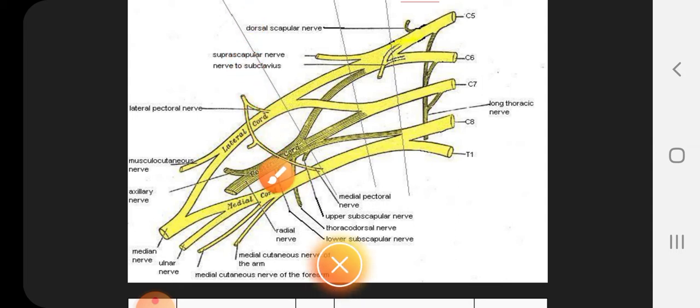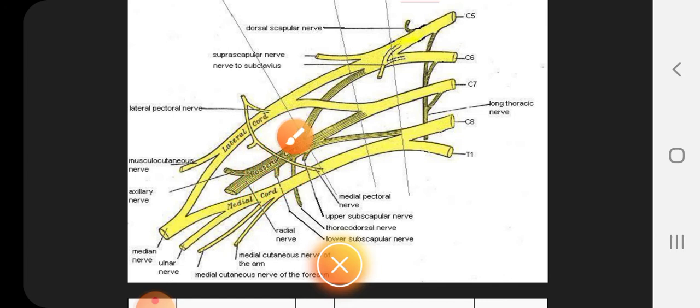So you got medial pectoral nerve. Number 2, medial cutaneous nerve of arm, medial cutaneous nerve of forearm, ulnar nerve, medial root of median nerve. So these are the branches from the medial cord of brachial plexus.